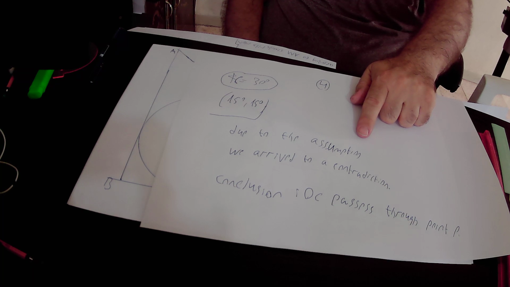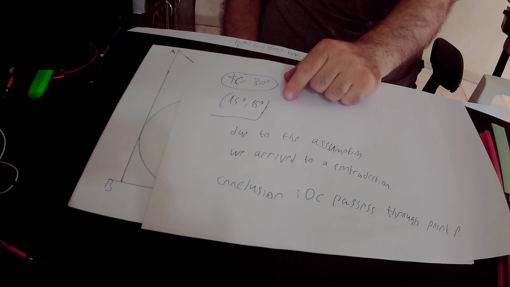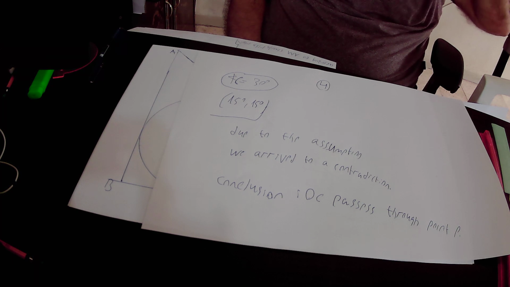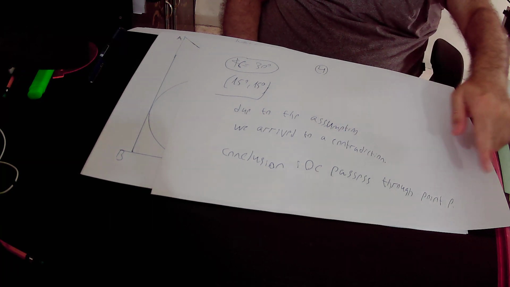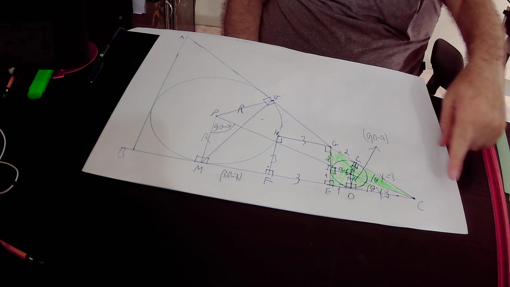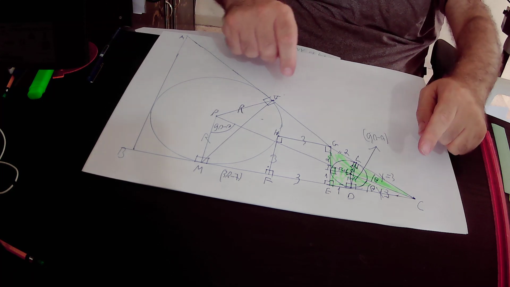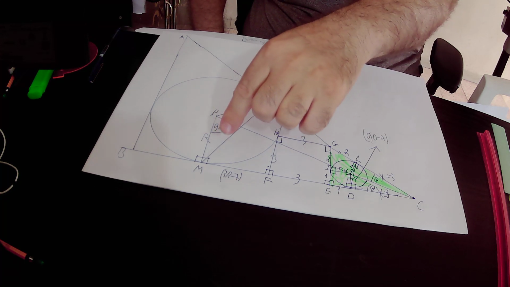assumption that OC doesn't pass through point P, we arrive at a contradiction that angle C has two different angle bisectors that bisect angle C into two different halves. This is a contradiction, therefore our conclusion must be that our assumption is not correct. Therefore we must conclude that OC passes through point P. Therefore OC or CO passes through point P, or COP is one straight line. Then we actually prove that the small green triangle ODC is similar to the big triangle PMC.